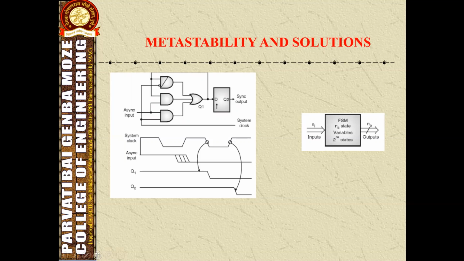Let's see how to design the finite state machine. Here, the second figure shows the design of a finite state machine. For a sequential logic system, the number of outputs, that is n naught, depends upon the present and past values of the input.